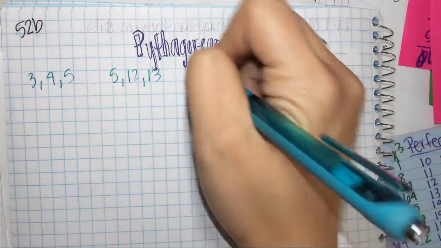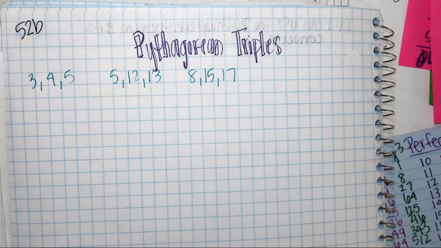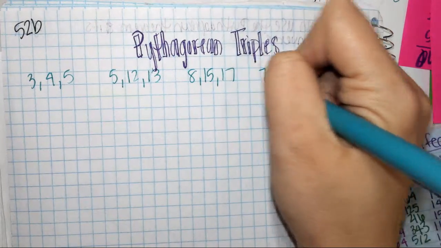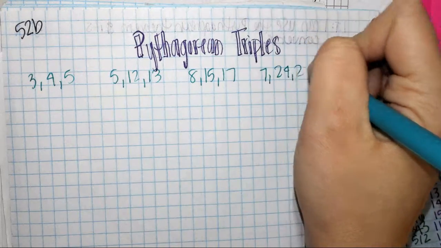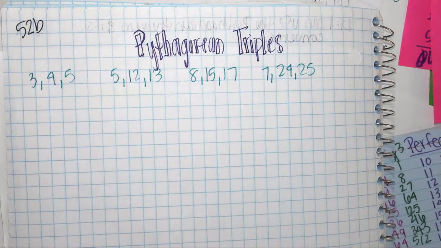5, 12, 13. 8, 15, 17. And 7, 24, 25. Now what this means is if you do 3 squared plus 4 squared, it's going to equal 5 squared. That's what makes a triple.